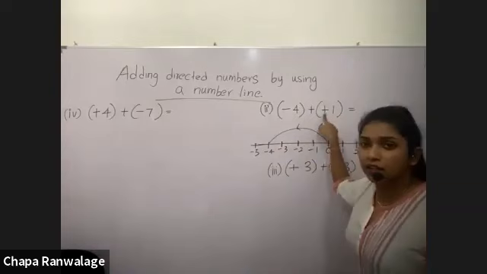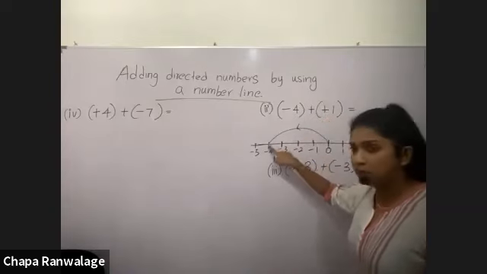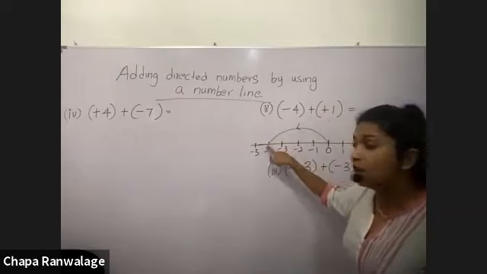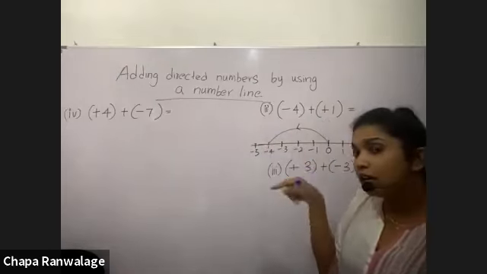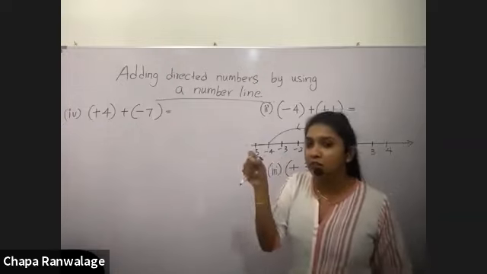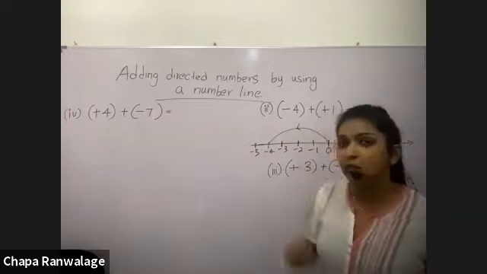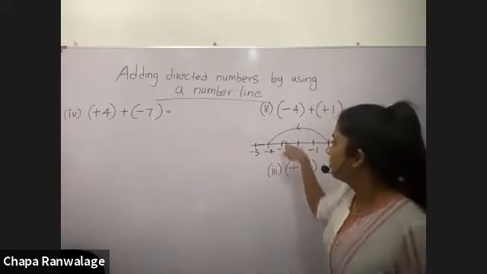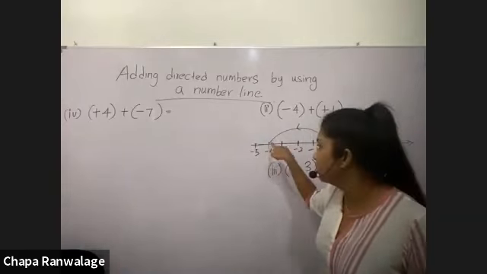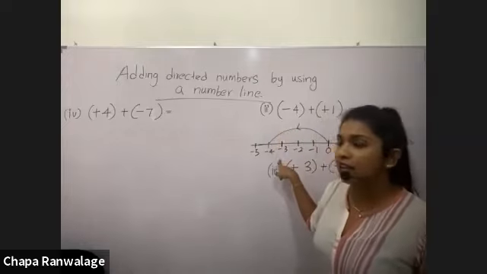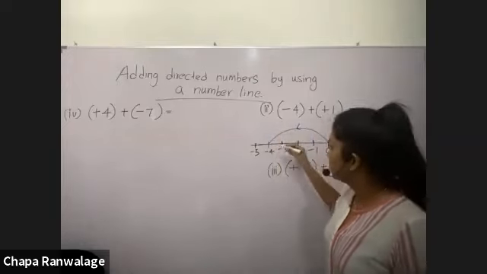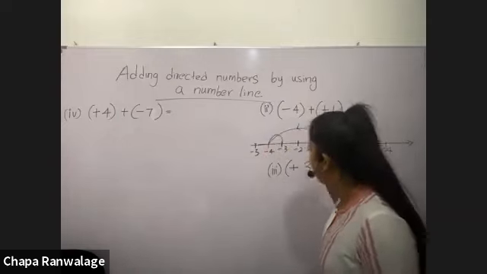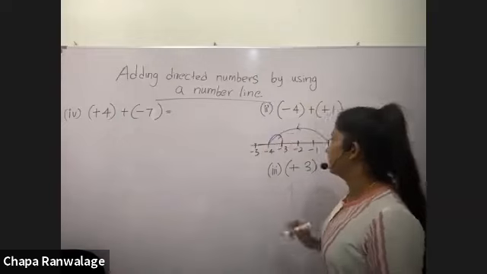Now, plus one. From this point, you have to move another one unit. But what is the direction? Plus, right, one. Right side. Got it? From this point, you have to move towards the right. This is plus one, so the direction is right side. Now mark the direction.